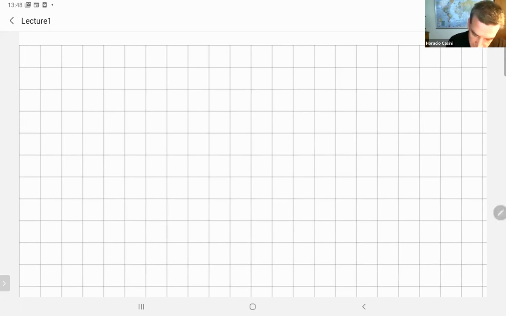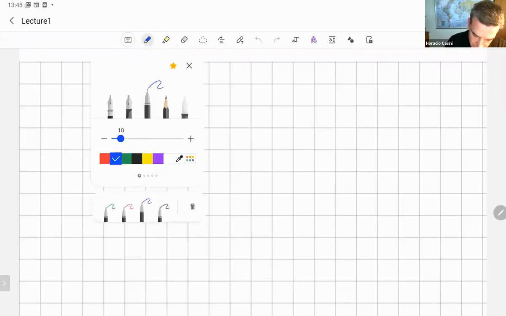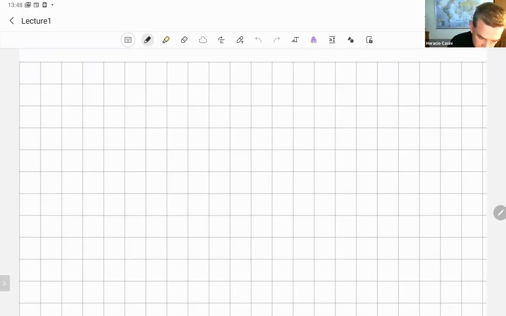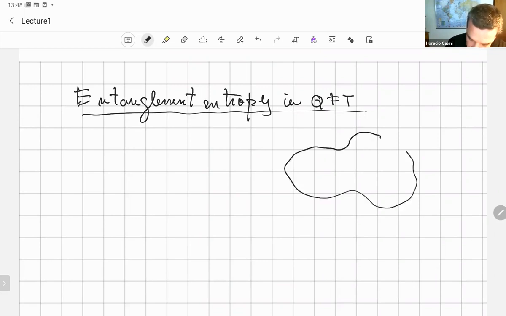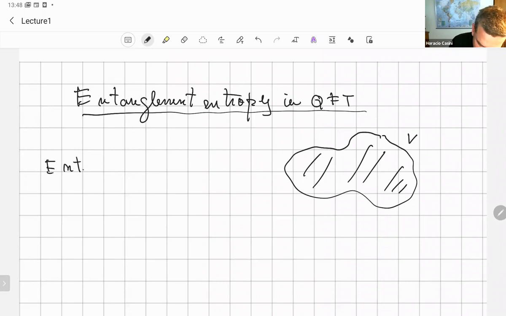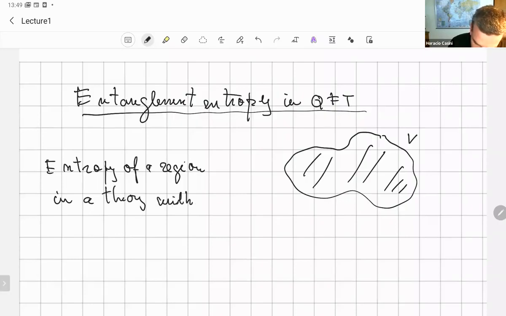I will talk only... Today I will talk about entanglement entropy in quantum field theory. So in quantum field theory, people call entanglement entropy just the entropy of some region. So you take a region of the space and you wonder how much entropy is inside somehow. So it's the entropy of a region in a theory with the continuum number of degrees of freedom.